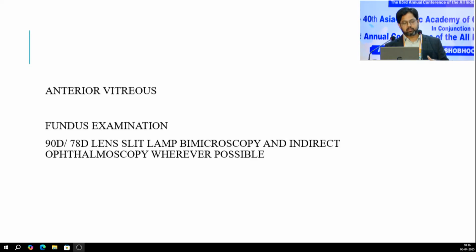Coming to fundus, we most commonly do it with a 90D. Some people do it with 78D. It's completely all right. And if possible, do an indirect ophthalmoscopy for periphery, because many a times we don't see the periphery, but some lesions can be present, particularly if the patient is a myope.